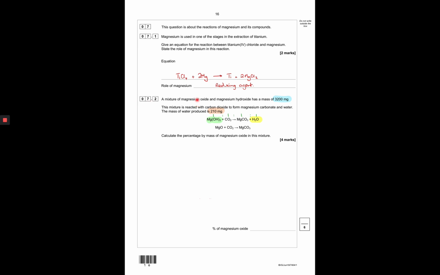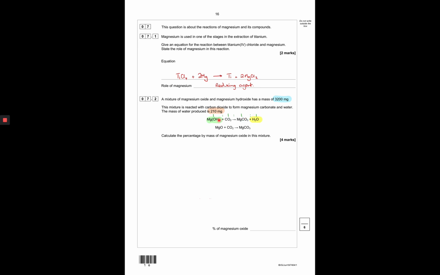And they've told you that you've got a mixture of magnesium oxide and magnesium hydroxide, and they told you what that mass is, and you're going to have to work out what the percentage of one of them is in that mixture. And then they give you 2 reaction equations, and they give you a mass of water that's produced. So really, this has got to be our starting point, this mass of water that's produced. If we know the mass, and we certainly know the formula of water, then we can work out the number of moles of water.